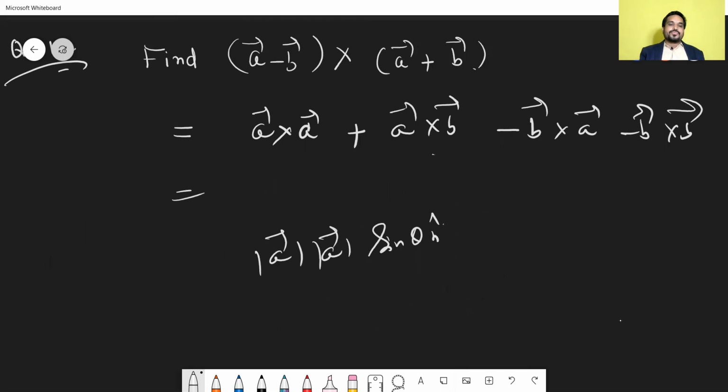Sin θ n cap, okay, so the angle θ is 0. So a × a is 0. Similarly, b × b is 0, c × c is 0. Any vector cross product with itself is 0 always.